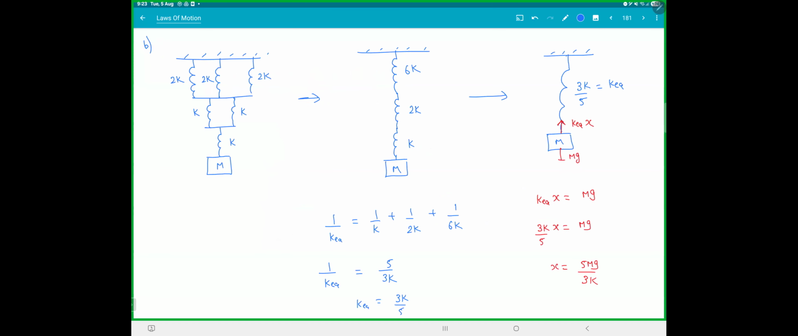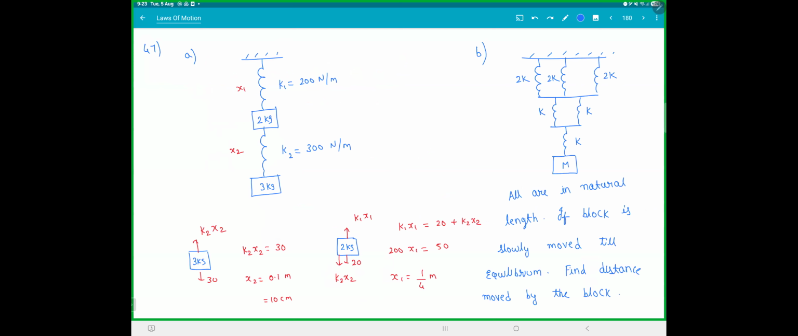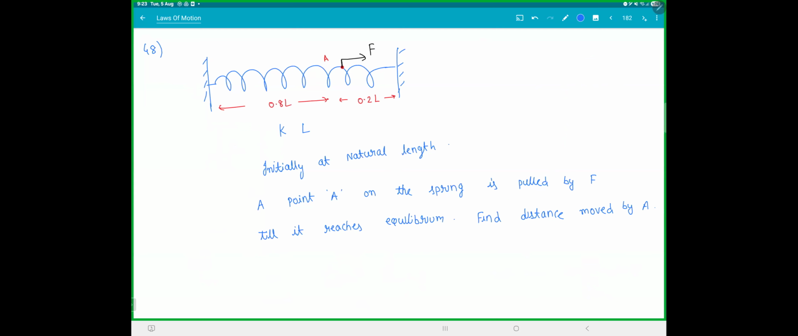Page 180, this one. Nice one. No, yeah, that's not the answer. I hope the question is clear.